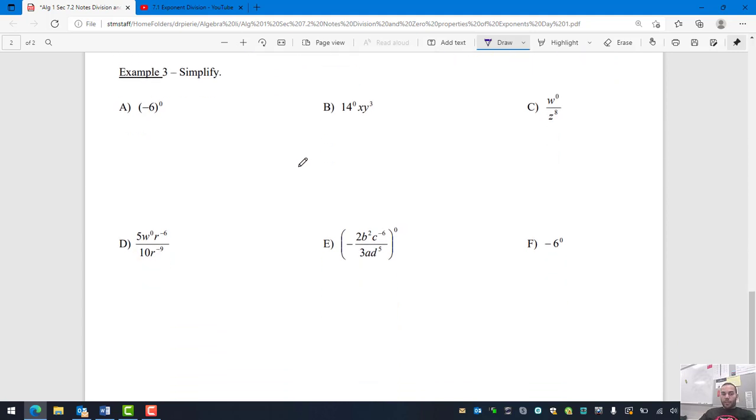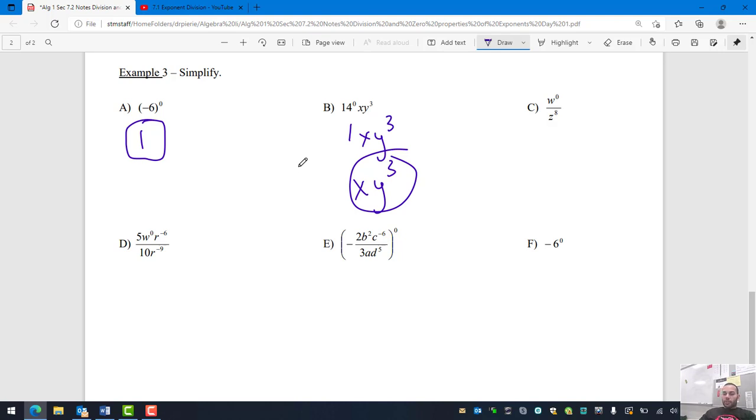Okay? So if we look at example A, we see -6 raised to the 0 power. As soon as you see this exponent of 0, you cannot think the answer is 0. The answer is equal to 1. It is just that simple. So we have 14 to the 0 power times x, y cubed. 14 to the 0 power, same thing as 1, but I still have an x and a y cubed after it, okay? X is being raised to the first power, y is being raised to the third power. It's the exact same thing as x, y cubed. 14 to the 0 power becomes a 1.